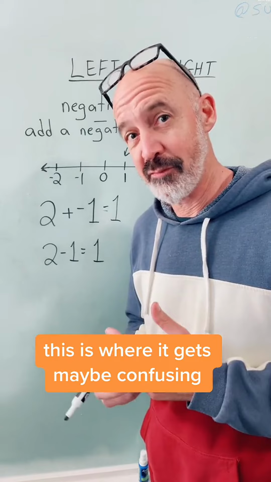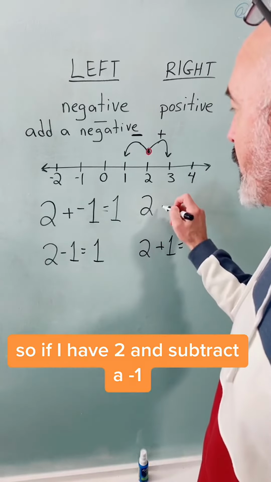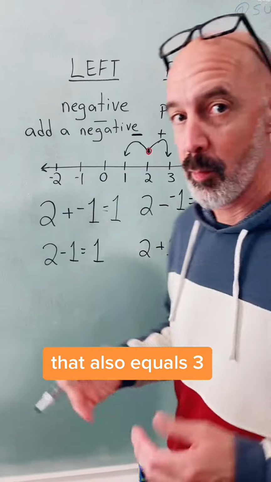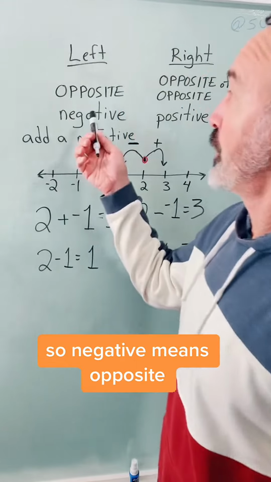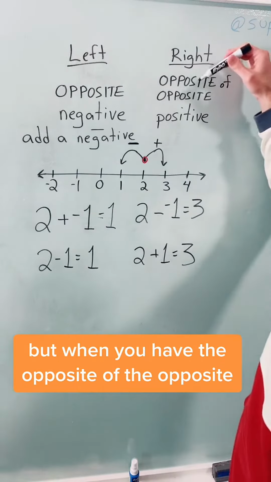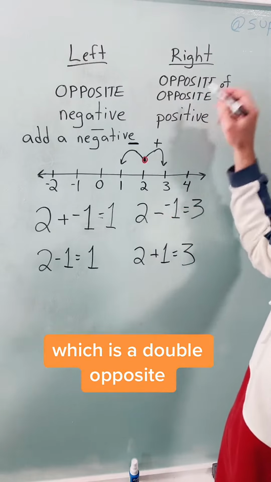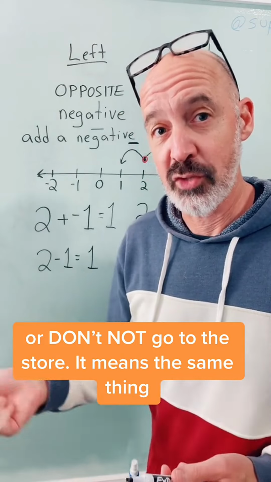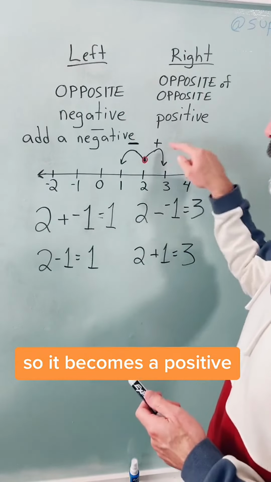This is where it gets maybe confusing, but also makes complete sense. So if I have 2, and I subtract a negative 1, that also equals 3. But why? Back to negative being the opposite of positive. So negative means opposite. So adding the opposite goes left. But when you have the opposite of the opposite, or negative, negative, which is a double opposite, you go to the right. It's like saying, go to the store, or don't not go to the store. It means the same thing. It's a double negative. So it becomes a positive. It goes to the right.